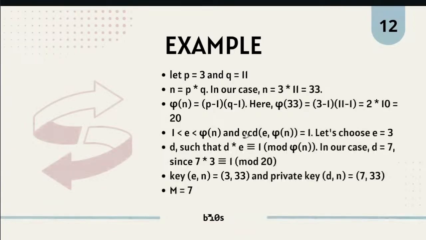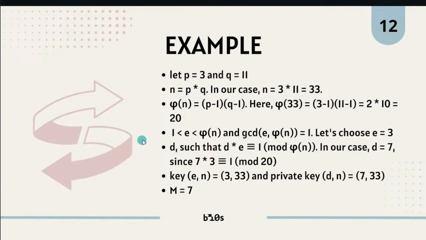Yes, this is a small example. All right, you can have P is equal to 3, Q is equal to 11, and so on. You can see all of the values over here. N is equal to 3 into 11, 33. Phi of N, again, you can calculate it as P minus 1 into Q minus 1. P is 3 and Q is 11. So you get 3 minus 1, 11 minus 1. 2 into 10 is 20.